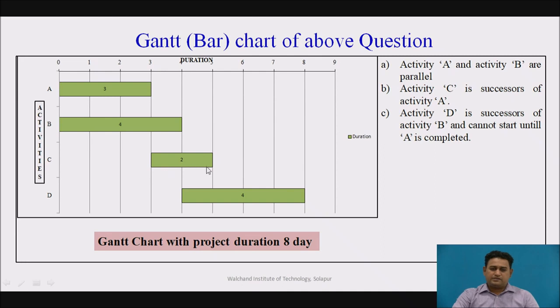Now this is a construction of the Gantt chart in which we are presenting activity C and activity D. Here when we see the description, activity D is a successor of activity B and cannot start until activity A is complete. We have to maintain this interdependency of activity D with respect to B and A. So this is a Gantt chart construction.